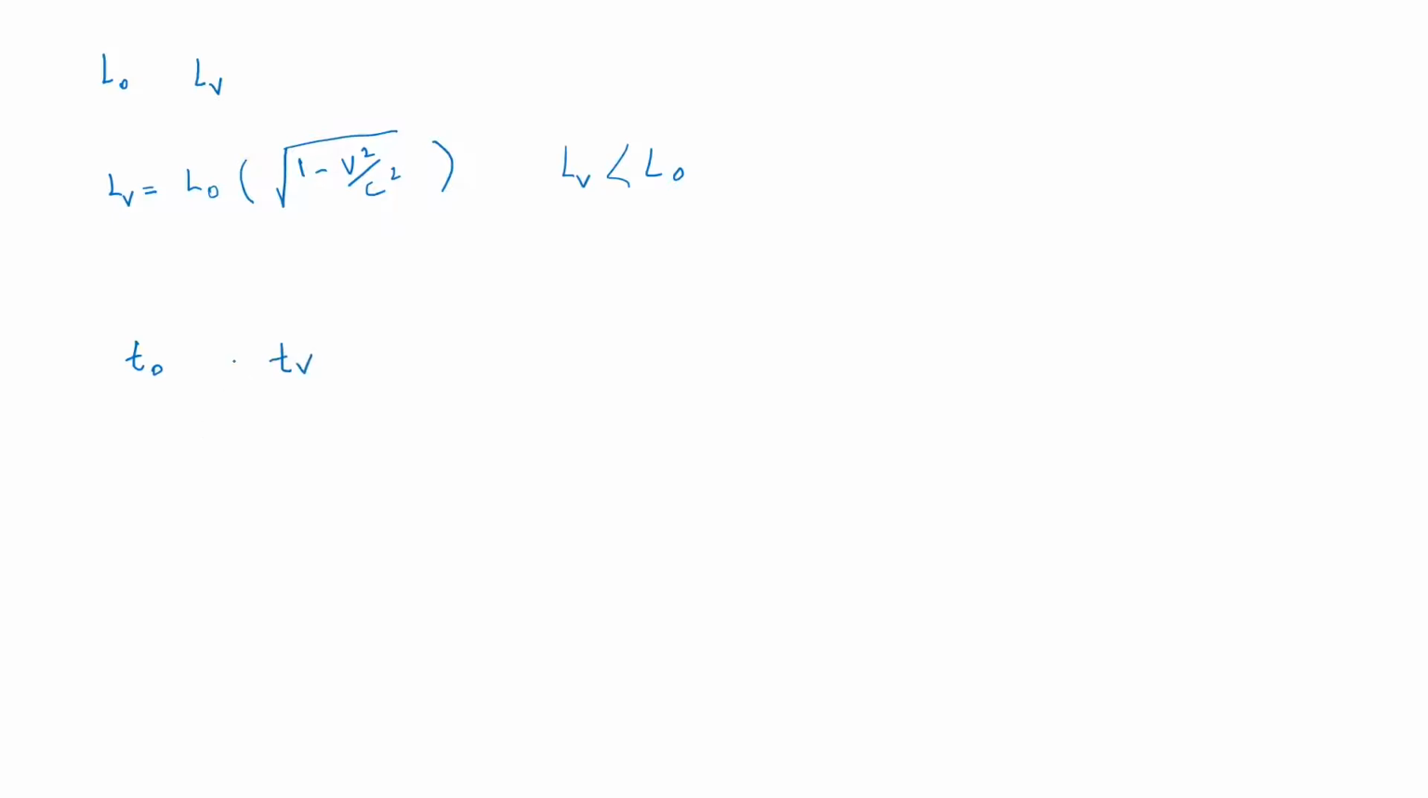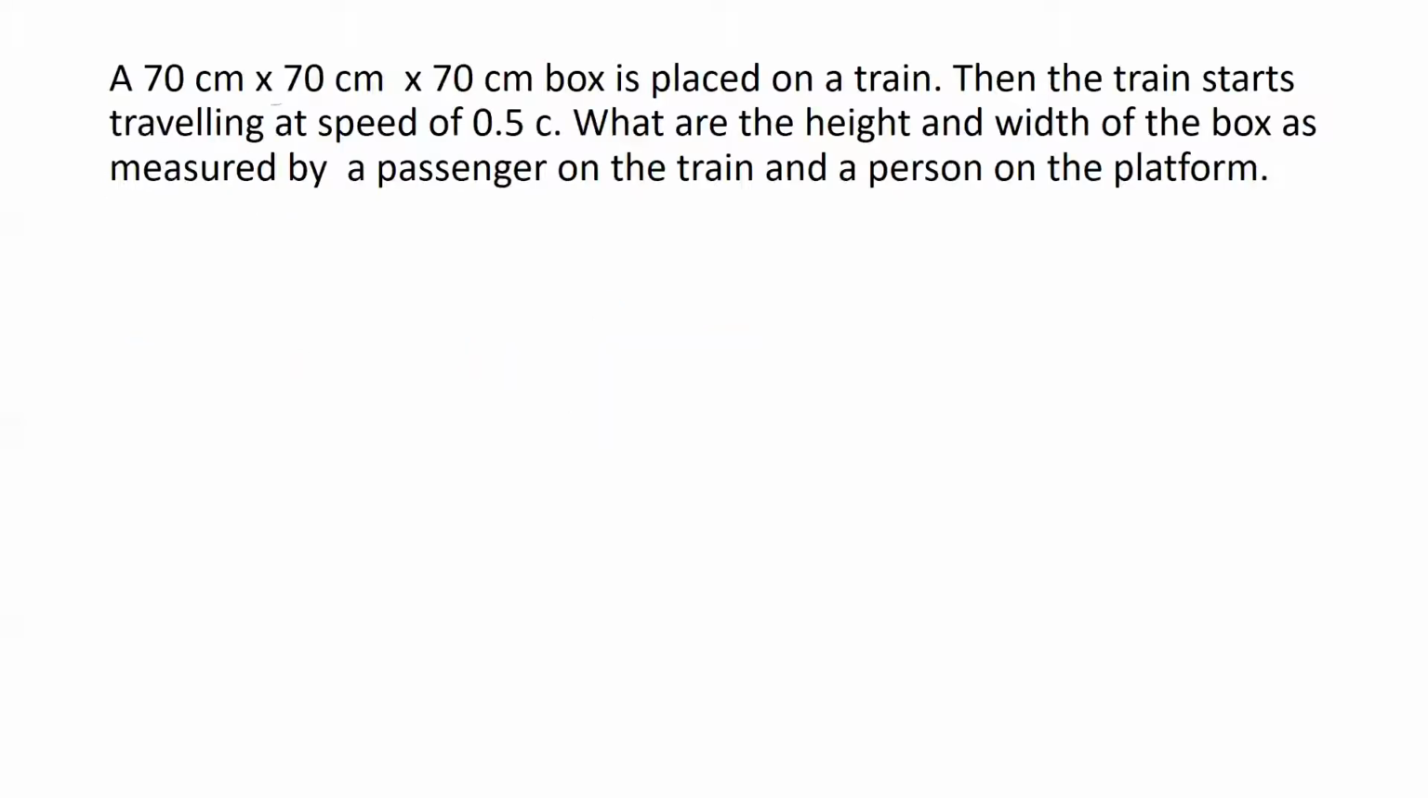And because we have time dilation, and we know this part is smaller than 1, for time TV to be larger than T naught, we need to divide T naught by the square root of 1 minus V squared over C squared. Okay, right now we go through some questions to deepen the understanding.